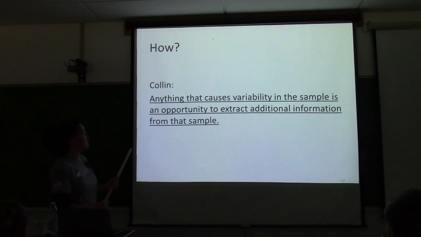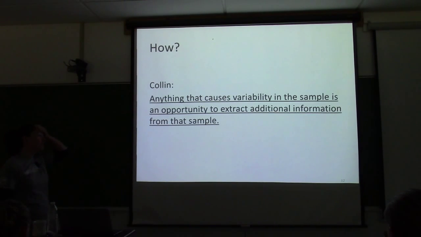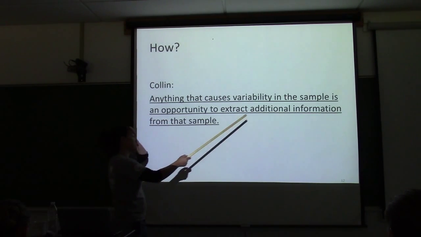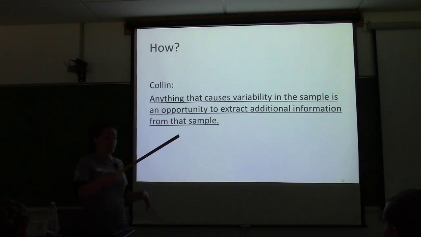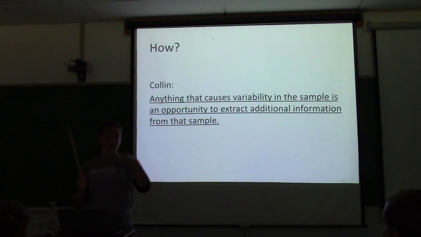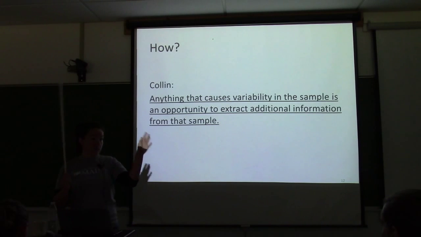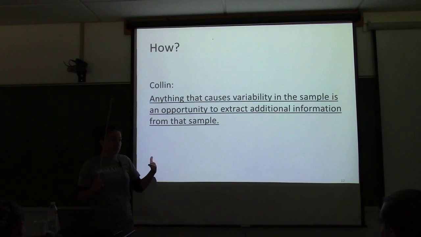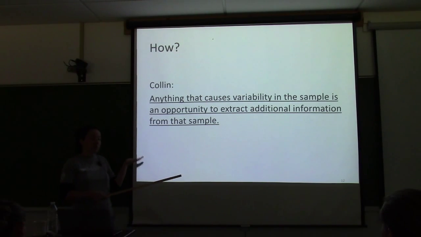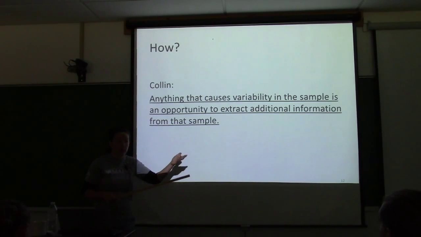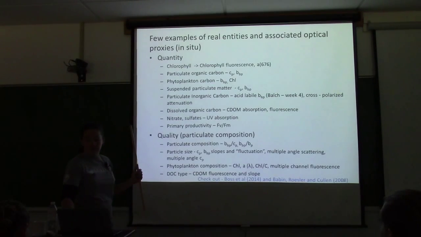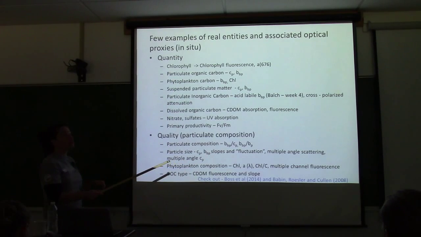Okay, how are we doing these? Colin said the other day, anything that causes variability in a sample is an opportunity to extract additional information from that sample. And if this variability is not because you have messed up something in your code, or you have forgotten to zero your blanks, or anything that you guys get rid of when you correct all your data, and you start seeing some variability, you can start building hypotheses. And maybe there's something cool behind that variability. Maybe that is the proxy that I can use to infer blah, whatever the blah is. And so I'm going to talk about all these different blahs.